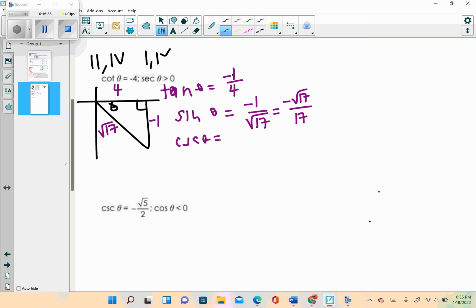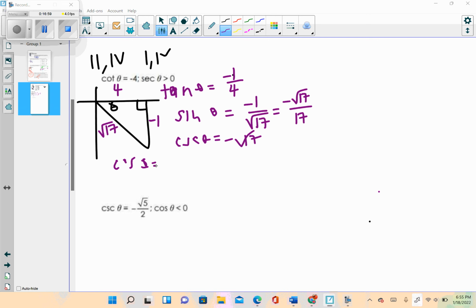Cosecant, which clearly you can't read. Flip that second one, is negative radical 17. That says cosine. No, you can't read it. No idea what's going on.